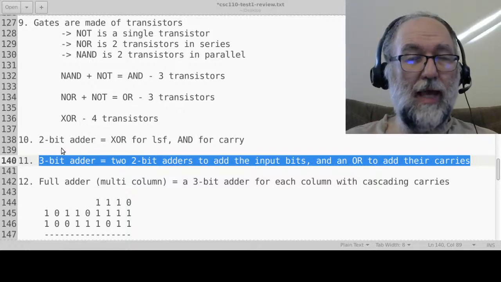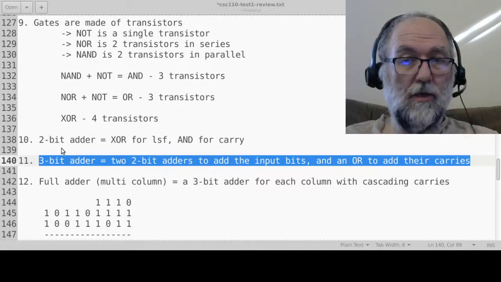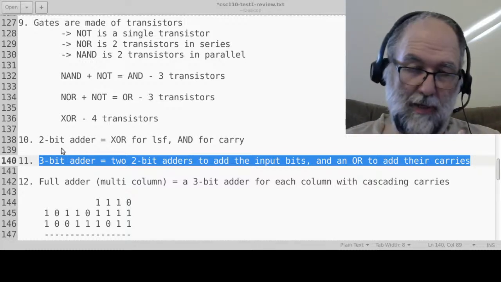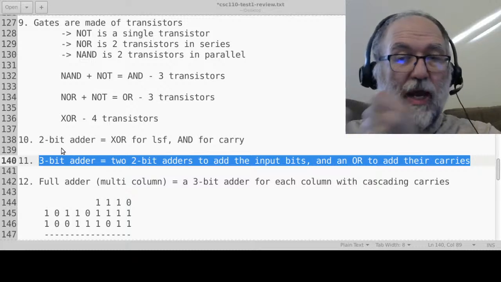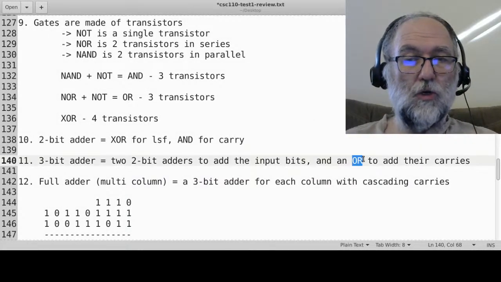That a 3-bit adder basically has two 2-bit adders to add in all the input bits. Remember, there are 3 input bits. Okay, so there's a 2-bit adder to add the first 2, and then a 2-bit adder to add in the answer from the first to the second, and then you get these 2 carries, and you've got to combine them together, and the 2 carries are combined together using an OR.